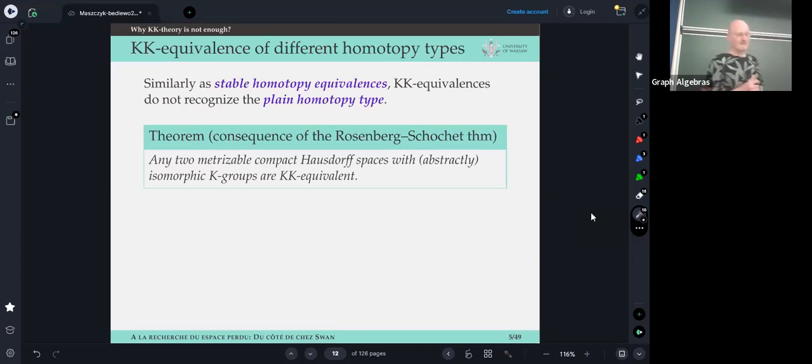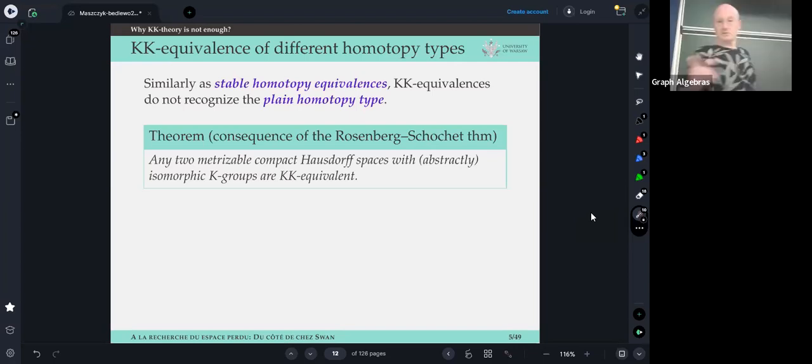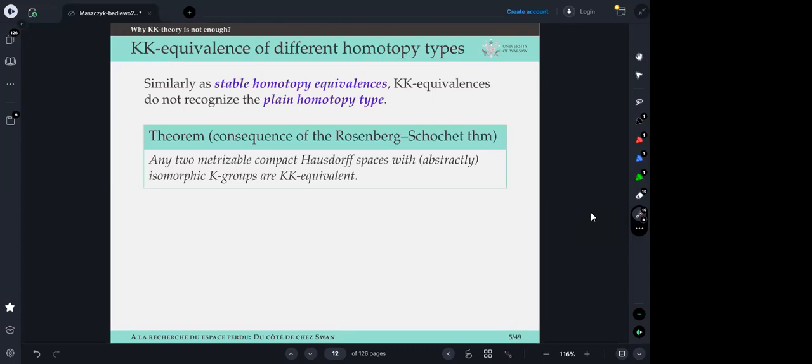Okay? So sorry, meaning that there is a plain map on the level of spaces which induces an isomorphism at the level of KK? I cannot see you, but yes. Adam Weger from Prague, I recognize your voice.